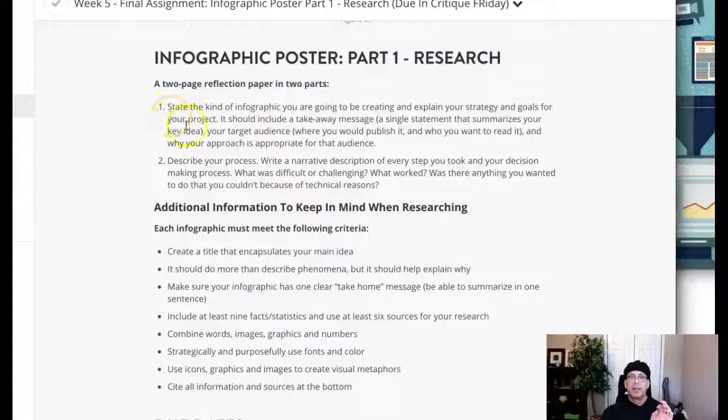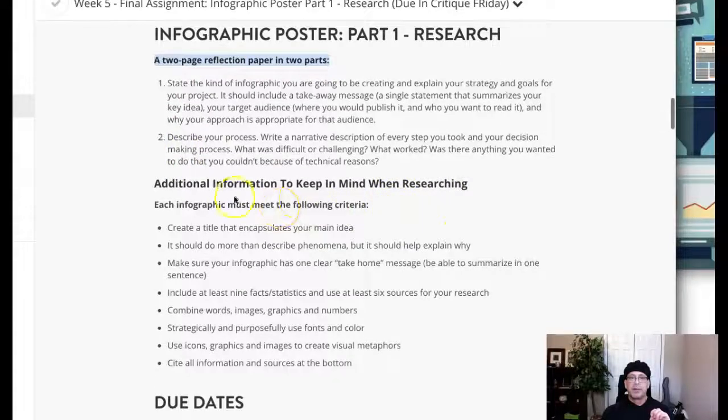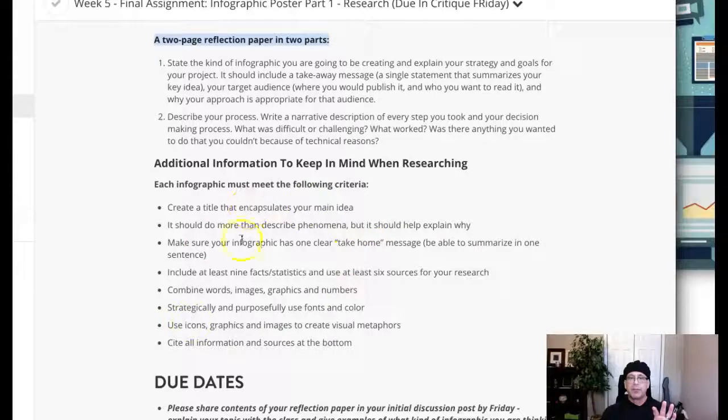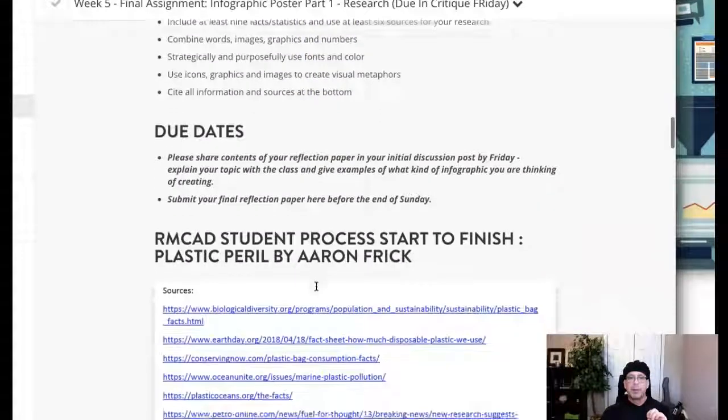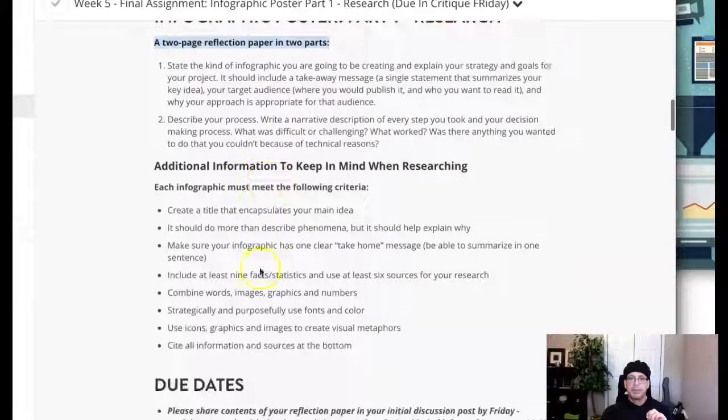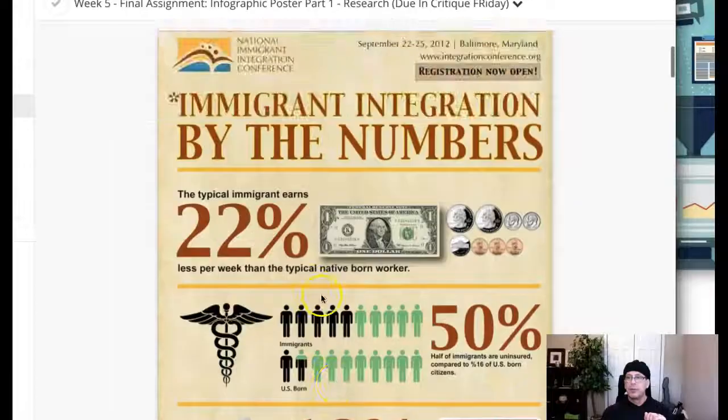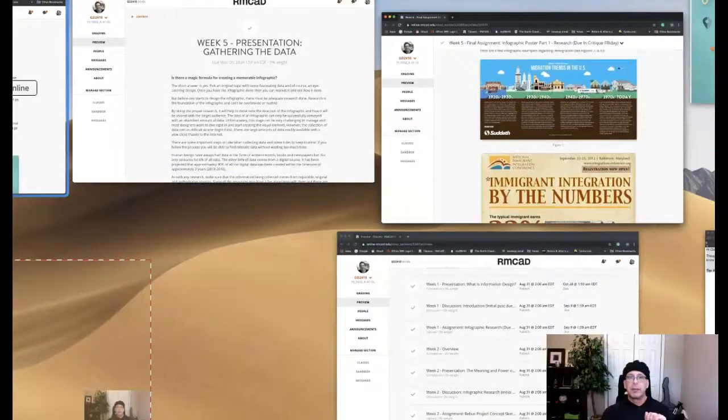Specifically, here are the two-page reflection paper, and here are the two parts summarized. And then over here, this is additional information to keep in mind when researching. I think this is really, really important information that will definitely help in the compilation of effective data to present in your infographic. So definitely keep yourself open to reviewing that. And again, if you have to look at that 2 or 3 times, please do so. Let's go ahead and jump over to the announcement, see what we have going on.